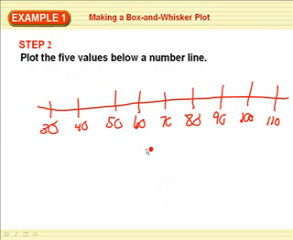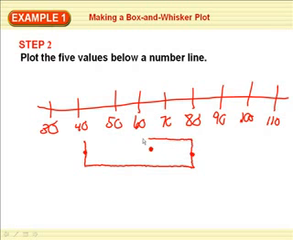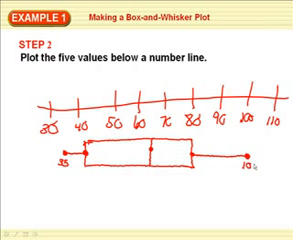42.5 and 78. So 42.5 is about right there, and 78 is about right there. That's our box, so we make a box right there. And there was our median. This one is our lower quartile, upper quartile. Then we make the whiskers. The whiskers go to the lowest number, which was 35. And then this whisker goes up to the highest number, which I think was 100. That is a box and whisker plot.